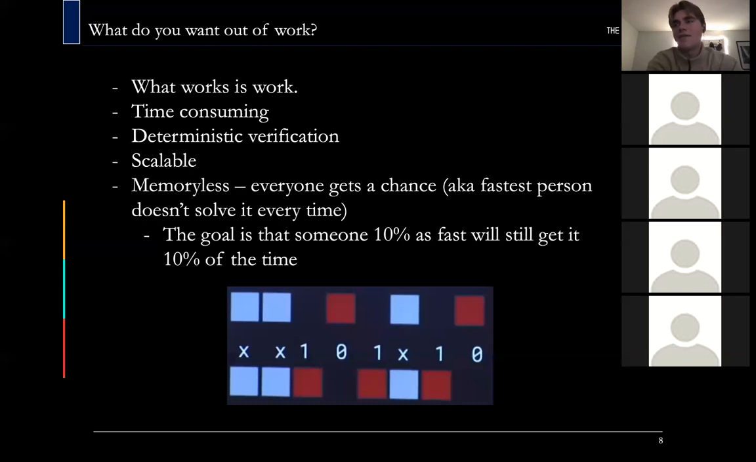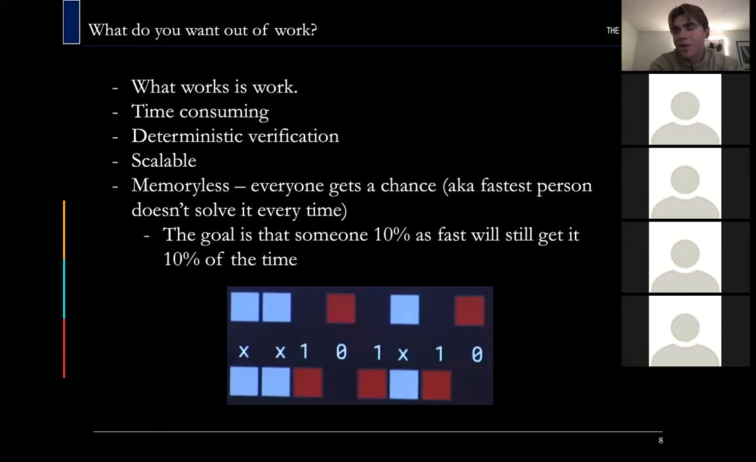Scalable, I'll get into that. I have another slide specifically on scalable, but it's great because you're able to scale it more by putting in more energy and everything. Therefore more work is genuinely more work, and there are things you can actually measure to get there. And then additionally it's memoryless, which means everybody gets a chance, aka the fastest person doesn't solve it every time.